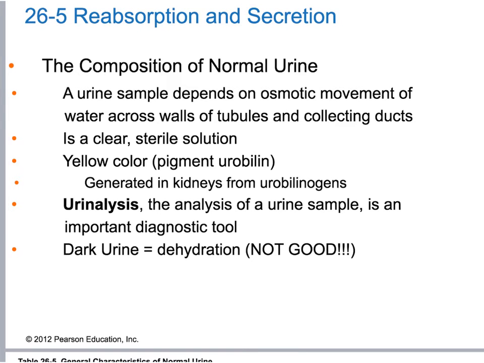Now let's talk about the composition of normal urine. A urine sample depends on the osmotic movement of water across the walls of the tubules and collecting ducts. Normally, it tends to be a clear, sterile solution. If it has a yellow color, it's a pigment of urobilin. It's generated in the kidneys from the urobilinogens.